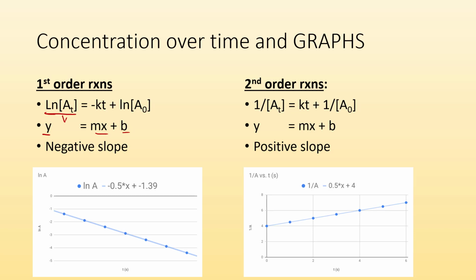ln of A_t is our y, our slope is going to be negative k, x is going to be our time, and our y-intercept is going to be the natural log of the amount we started with. So if that gives you a straight line, then you know you got a first order reaction there. Second order reactions, again, why do we have 1 over the amount at a given time?